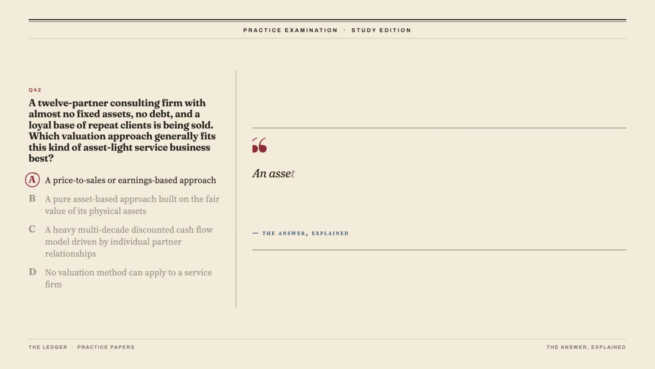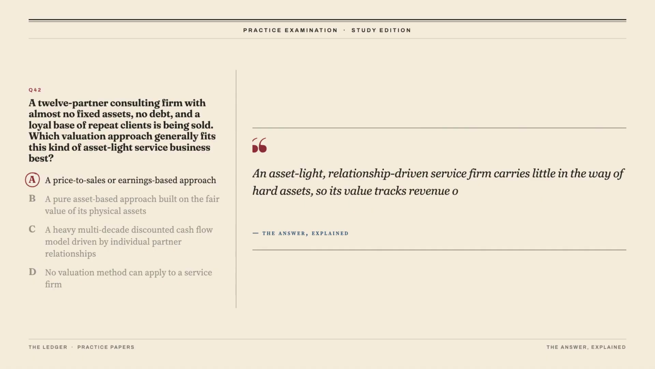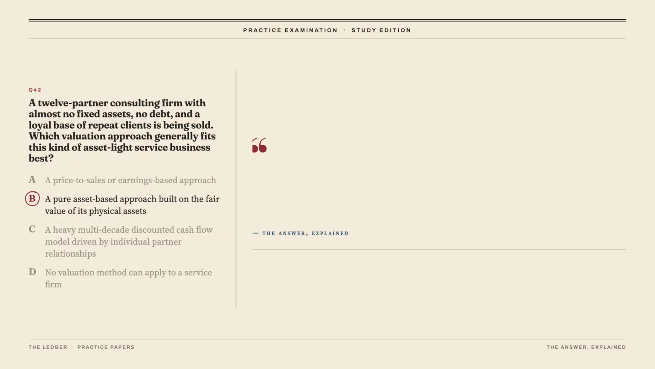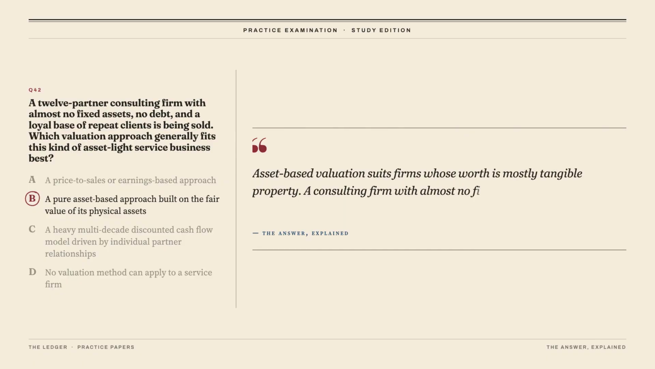A is correct because an asset-light, relationship-driven service firm carries little in the way of hard assets. So its value tracks revenue or earnings rather than property. A price-to-sales or earnings-based multiple benchmarked against comparable practice sales is the practical fit. B is wrong because asset-based valuation suits firms whose worth is mostly tangible property. A consulting firm with almost no fixed assets is a poor match for it.